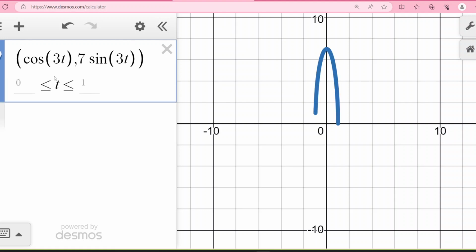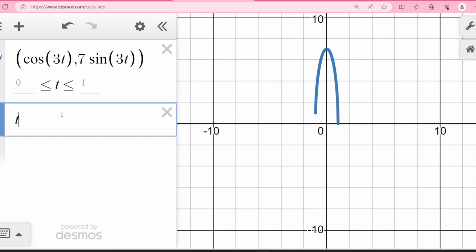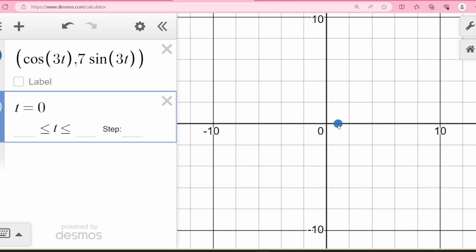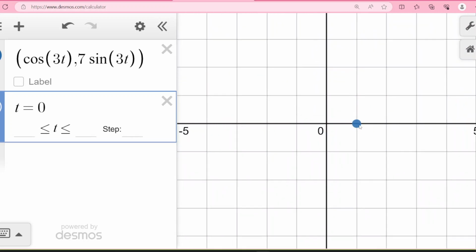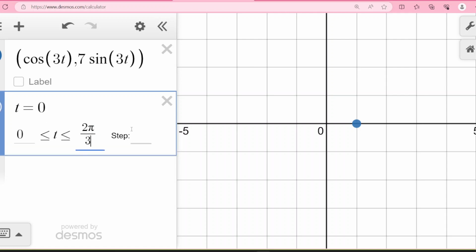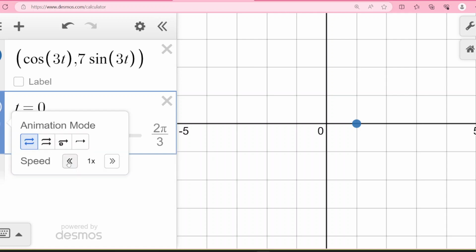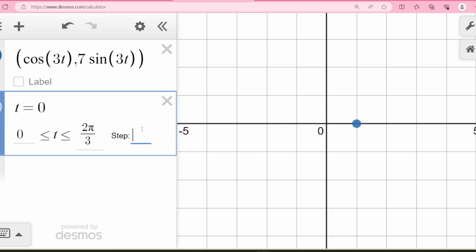Now, you see when t equals 0, the first point we're at is here, 1, 0. When t equals 0, cosine of 0 is 1, sine of 0 is 0. So we're starting here, and then if I go t equals 0 to, say, 1, well, they want 0 to 2 pi over 3, and I'll let this play very slowly to see how the points are moving. I'll have the step be, say, every 0.01 or something.